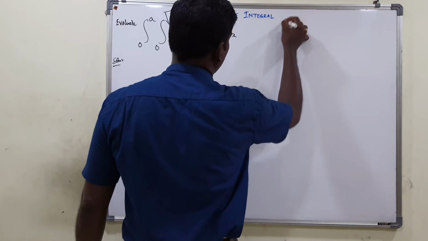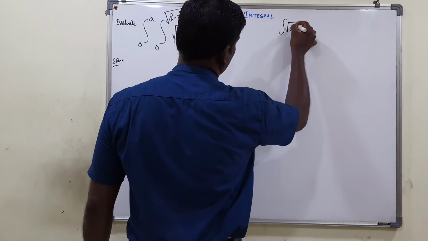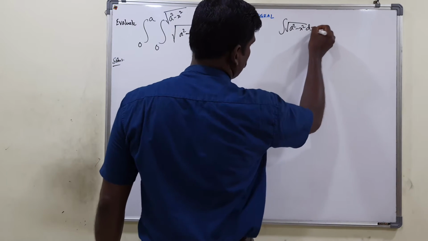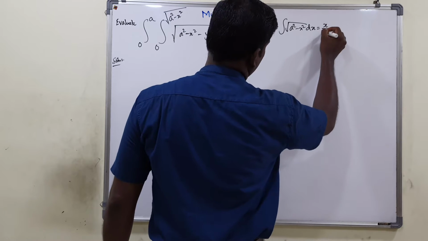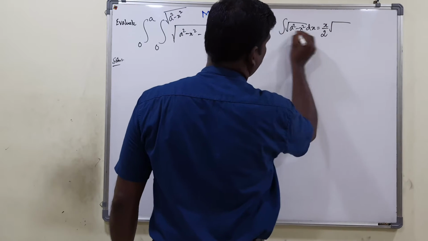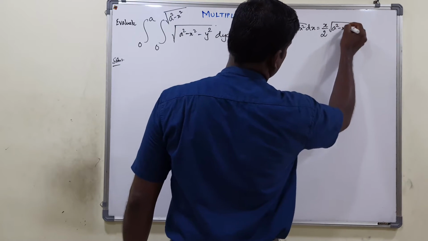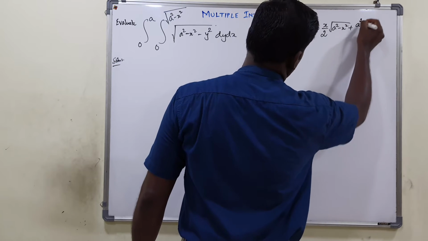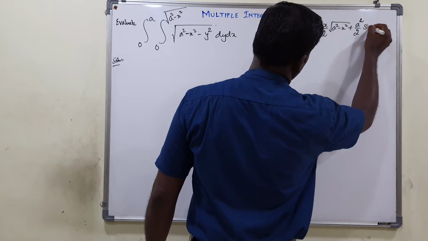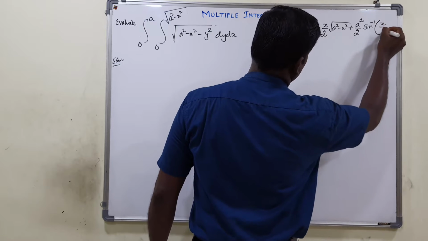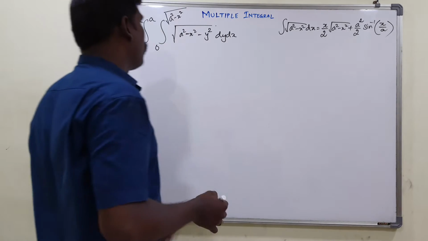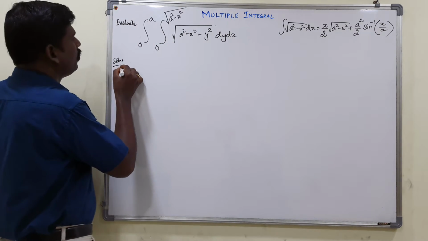So here I am going to apply a formula for the integral of root of a square minus x square dx. What is the formula for that? X by 2 into root of a square minus x square, plus a square by 2 sine inverse x by a. Here I am going to apply this formula to this integral.